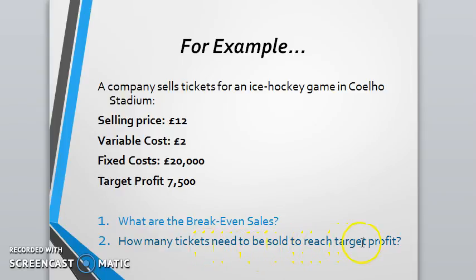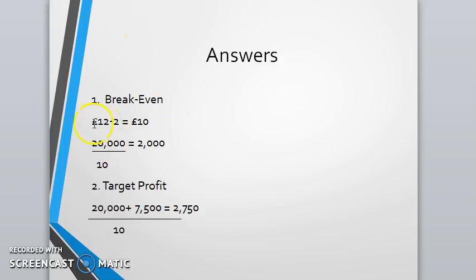Now, in order to find the target profit, you would do the fixed cost plus the target profit, which is 7,500, and then divided by the contribution found earlier. Therefore, the answer would be 2,750. Let's check if that's right. Here is a breakdown of how I got the figures: the break-even, the contribution, and then the target profit.